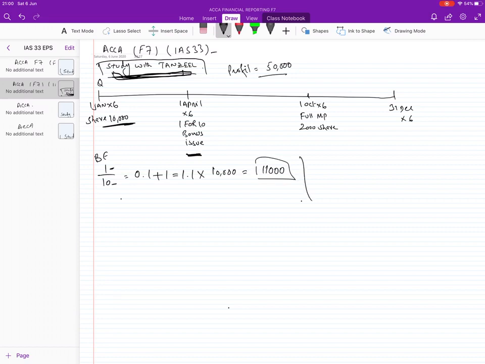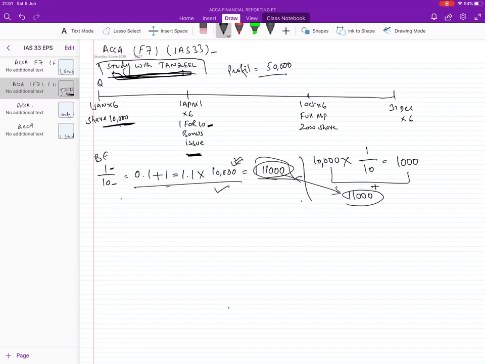Or you can do it another way. You were having 10,000 shares before and you are issuing 1 for 10. It means you are issuing 1 share for whoever has 10, so you are issuing 1,000 shares. After the bonus issue, if you add these two, it gives you 11,000. So this and this are the same, but this one is quicker. I prefer this because it will save your time in the exam.